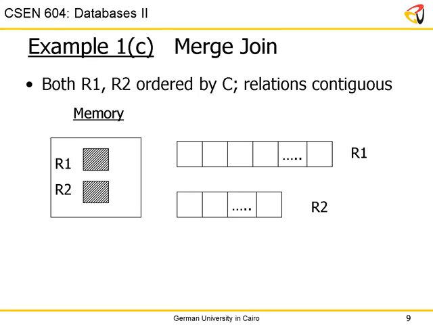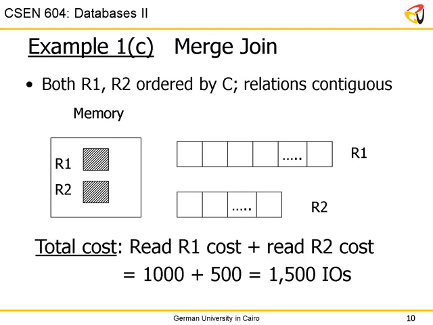And if it happens that the relations are contiguous, and we went into an extended discussion about that in the previous lecture, contiguous means that you read one whole page using one IO only. You spend one IO and you read a page, while non-contiguous means you spend one IO per row. So if the relations are contiguous and R1 is sorted by C and R2 is sorted by C, that's quite a nice scenario, because the cost of the sort-based merge join is going to be just the cost of reading R1 plus the cost of reading R2.